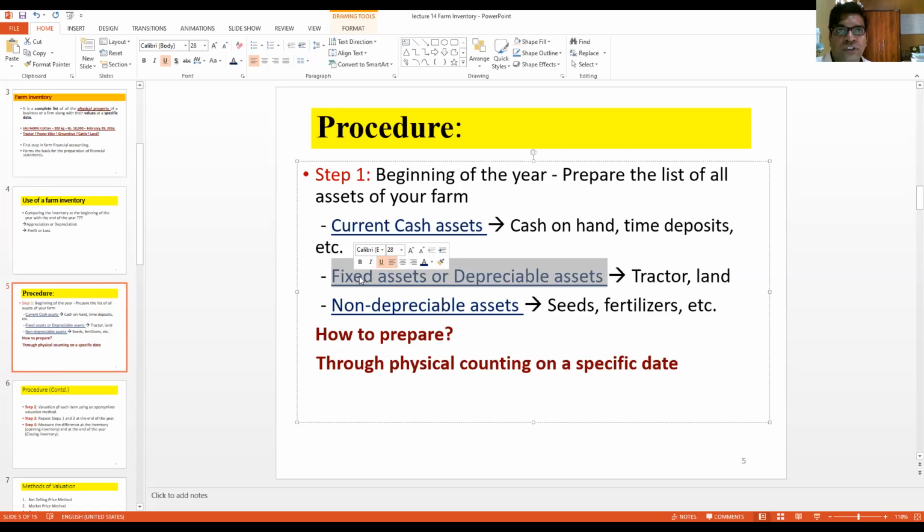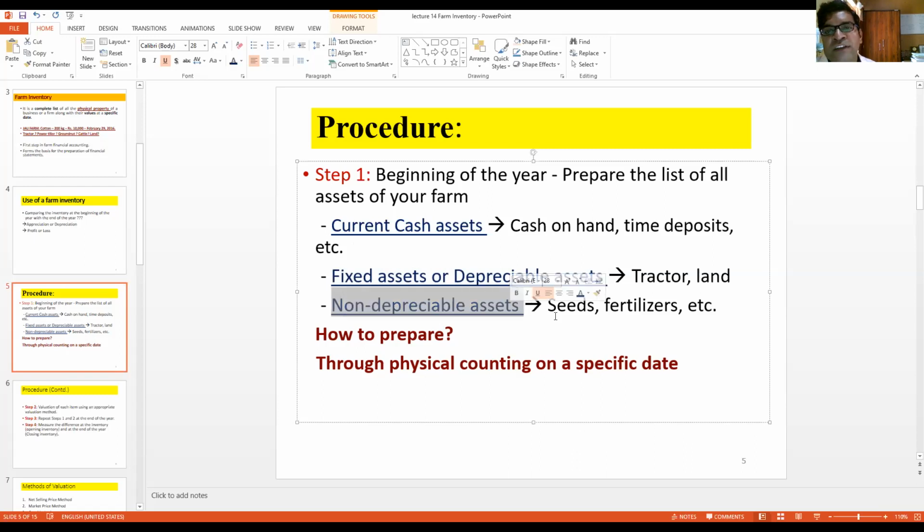So we know what is original cost. We know what is salvage value. We know what is depreciation. What is salvage value? Salvage value is the value that is obtained from any asset at the end of the time period, right? So depreciation means decrease or fall in the value of any asset over the time period, like tractor, land, right?